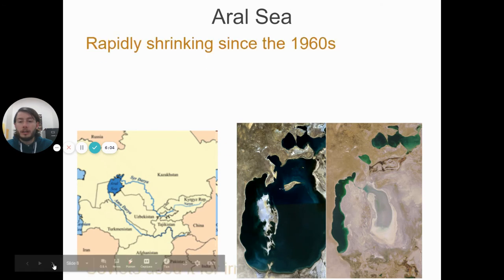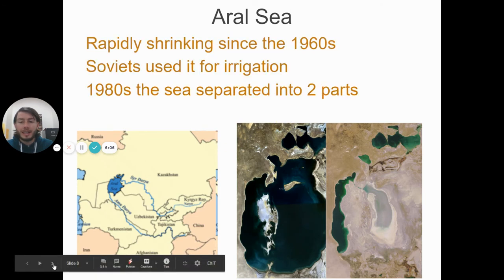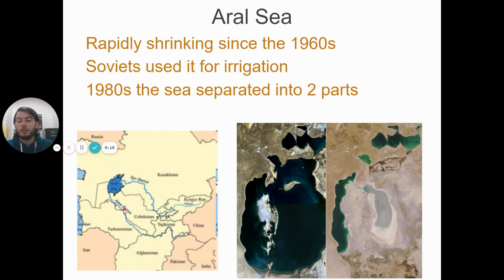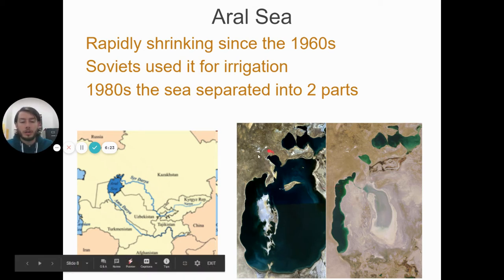Okay, the Aral Sea, this has been rapidly shrinking since the 1960s. The Soviet Union used the Aral Sea for irrigation. They built different canals to draw water from the Aral Sea. And when they did that, they brought the water level so low that it actually split it into two different parts. So this is what it looked like in the 60s, and this is what it looks like today. So you can see it's quite a bit different.